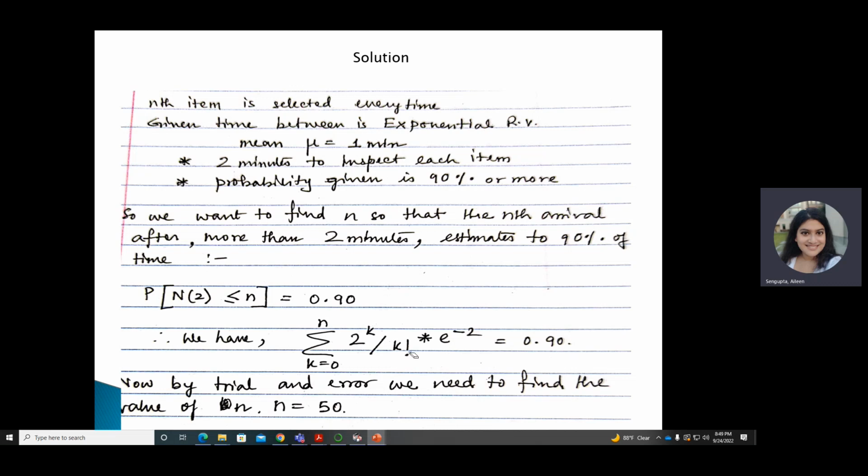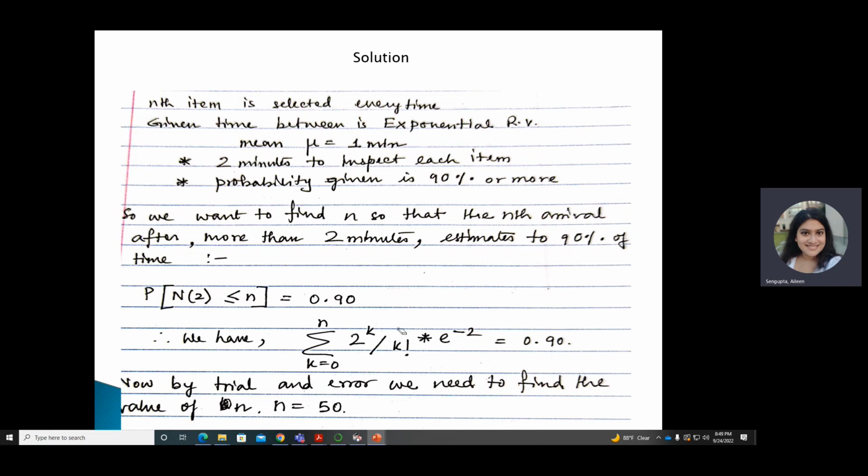So you keep increasing n until a value where the probability does not cross this number. Unfortunately, I tried it up to 50 times and saw that almost at 50 we have this particular case probability of 0.9, and that is why n is equal to 50.